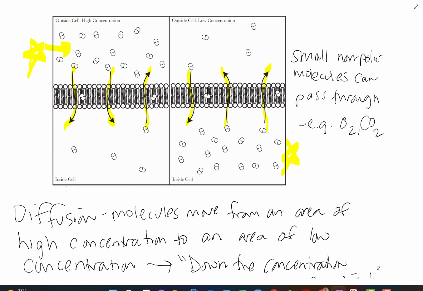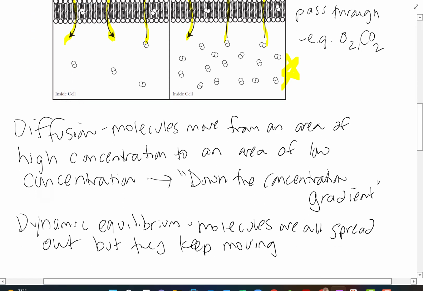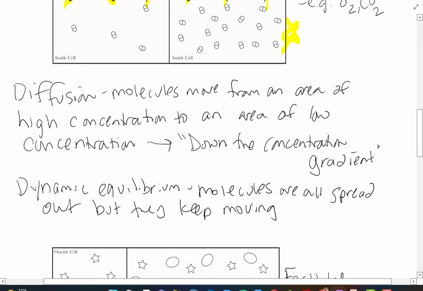However, diffusion doesn't have to have a cell to happen. We can see it in things like food coloring in water and spraying something like perfume in the middle of a room. The molecules will continue to move until they reach a state of dynamic equilibrium, which means that they're all spread out, yet they still continue to move simply due to their kinetic energy.